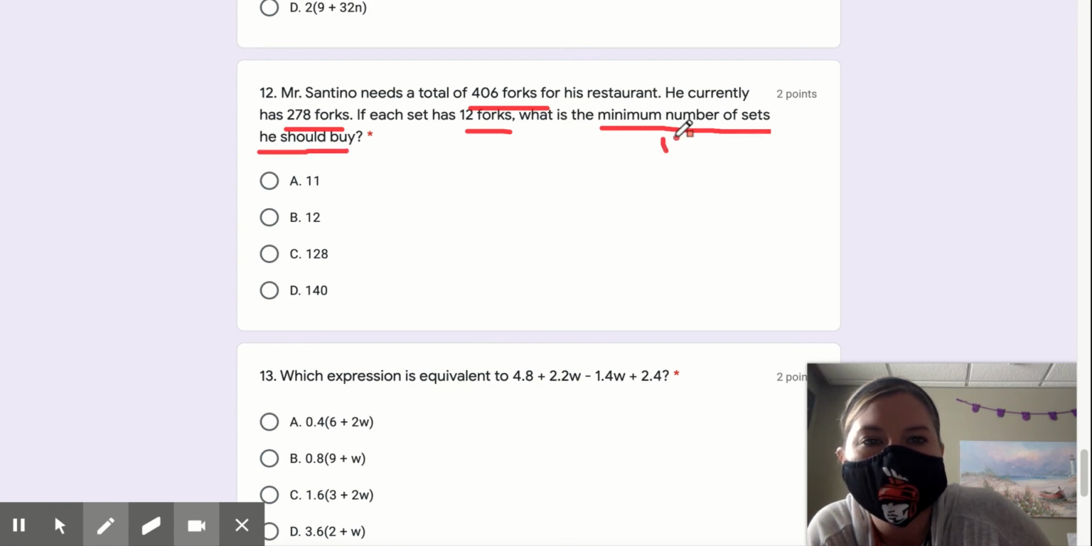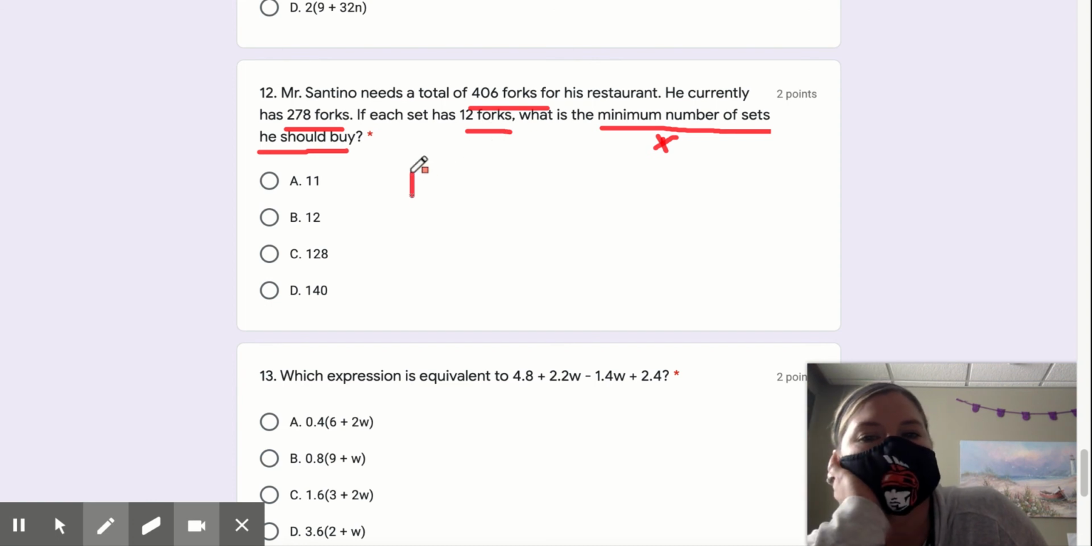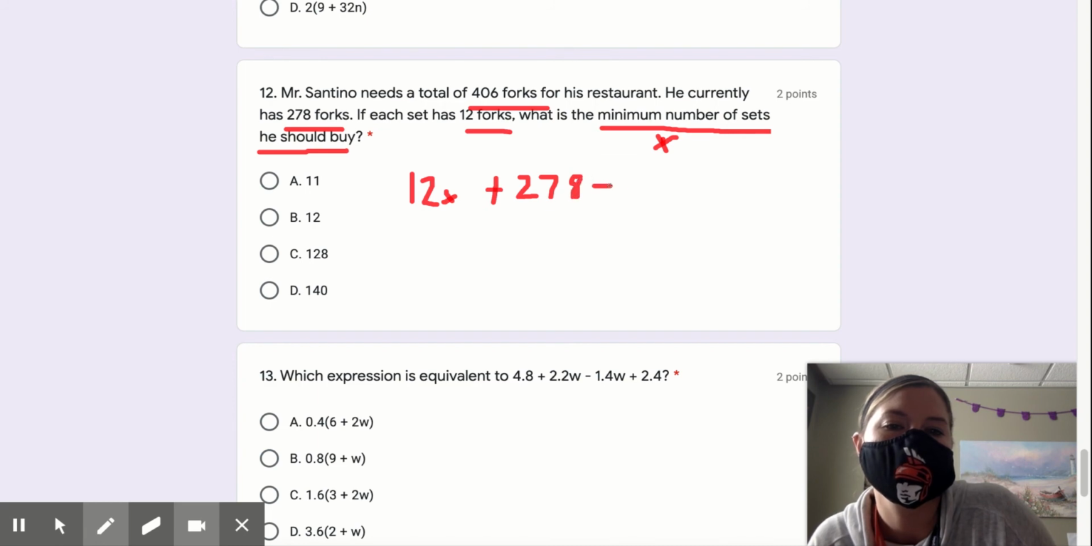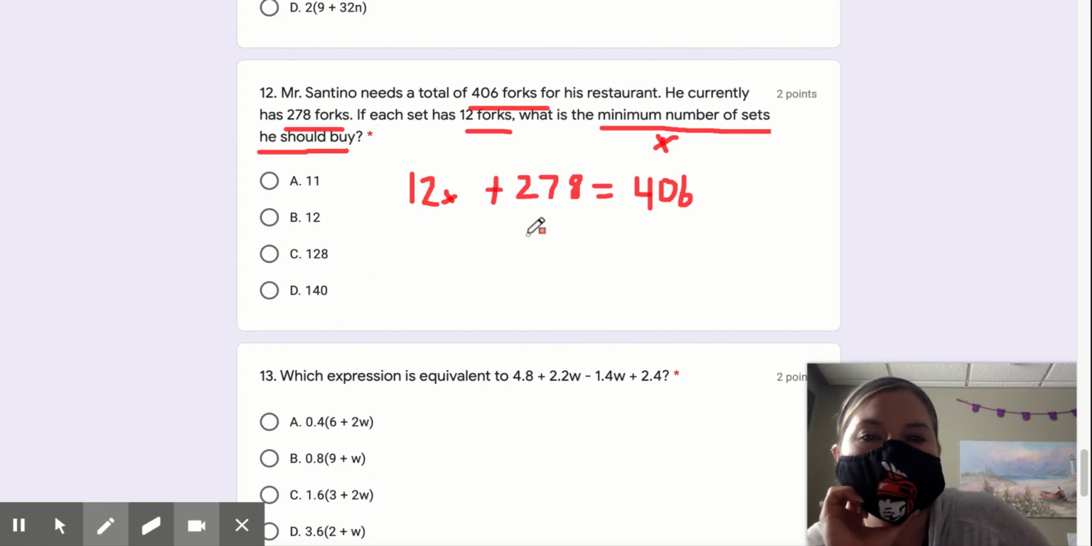All right, so the x goes with the number of sets. So each set has 12 forks. So you're setting this up 12x, okay, plus, because he already has 278, 278 equals 406. Okay, now you have to solve this on your paper. You know how to solve it. Use your calculator and see what the minimum number of sets he should buy.